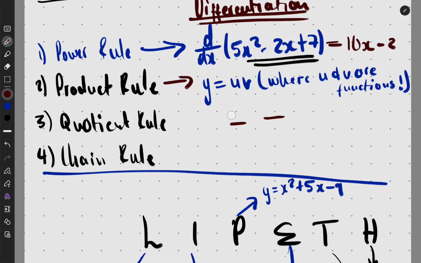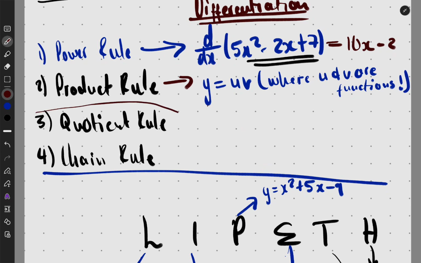Once you have that, you can find your u prime. You let this be u, you let this be v. Then you can find your u prime, then you can find your v prime. You can find them, then you're going to apply the product rule. So in here, I'm not going to be doing the application. In the application, we can do it, but I want you to know the product rule so you can apply it. What does the product rule then say?